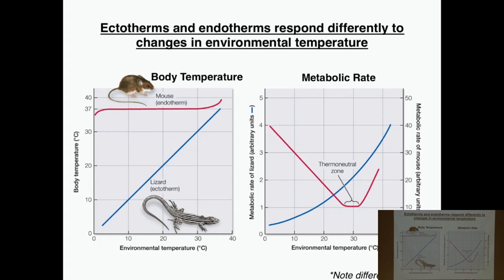In contrast, the mouse has a very different metabolic response to changes in the environmental temperature. When the environmental temperature is low, the mouse is spending a lot of energy to stay warm. When the environmental temperature is in what's called the thermoneutral zone, the mouse does not have to spend metabolic energy to stay warm or to cool itself off. As the environmental temperature rises above the thermoneutral zone, the mouse's metabolism will rise again because now it's using metabolic energy not to make heat, but to dissipate it.